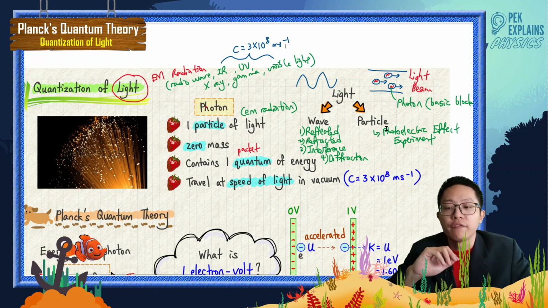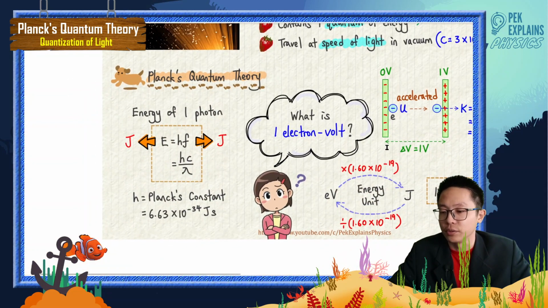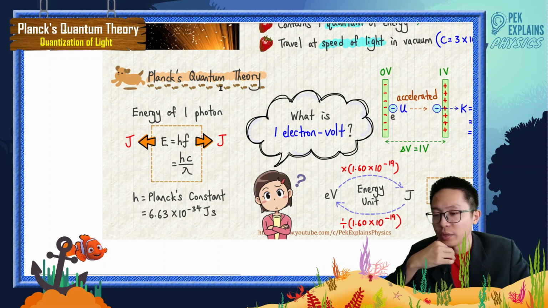All of them behave like particles also. And how to prove that they behave like particles? We have one experiment to prove it: the photoelectric effect experiment. Okay, that's good. Now let's look at Planck's quantum theory.